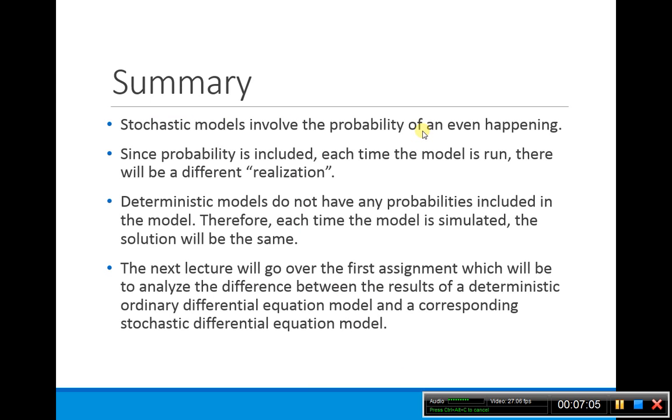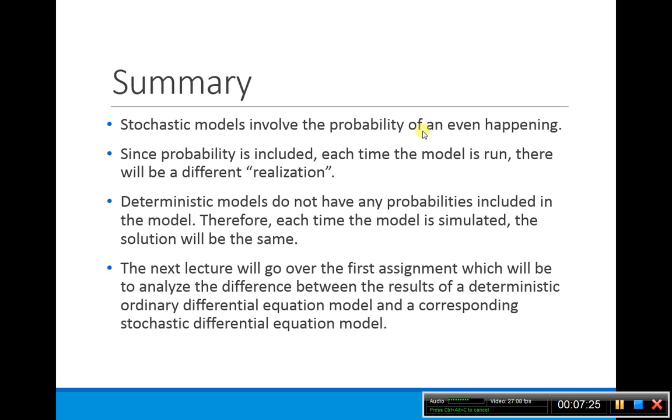Okay, so just a brief summary. Stochastic models involve probability of an event happening. There's more than one realization. Each time I run the model, each time I simulate the model, I'm going to get a different realization. So again, stochastic models include probability in some way.